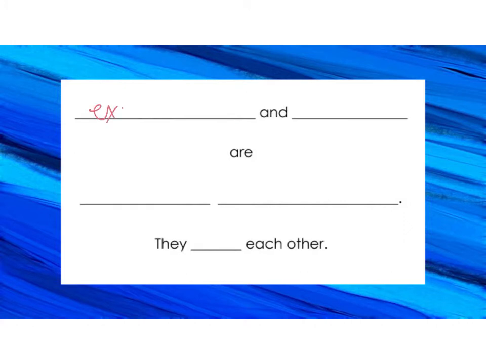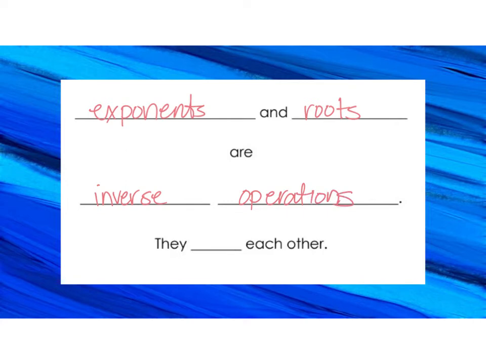So exponents and roots are inverse operations. If I could spell, that would be great. They basically undo each other. So if you have the 4th root of something, then you would have, I guess we could put an x here, x to the 4th power and so on and so forth.